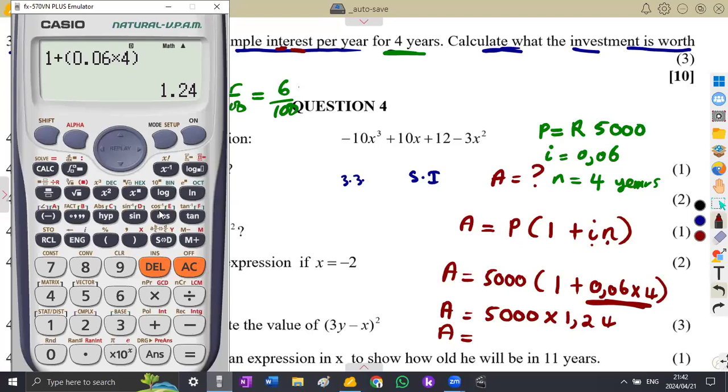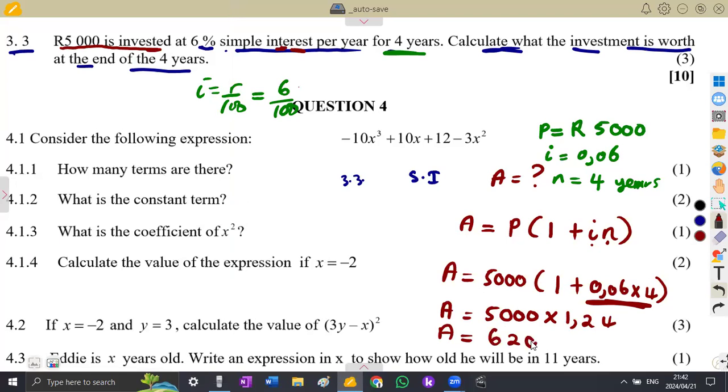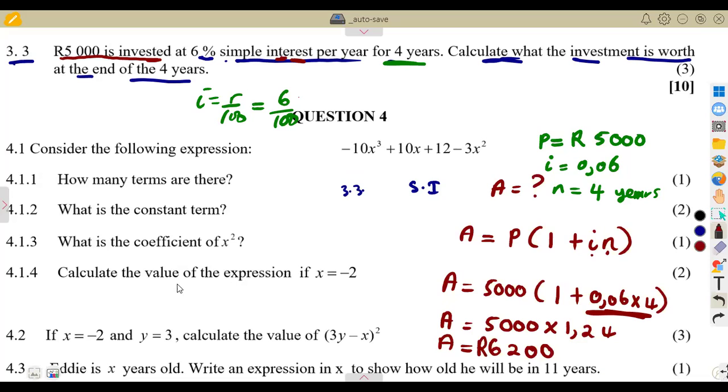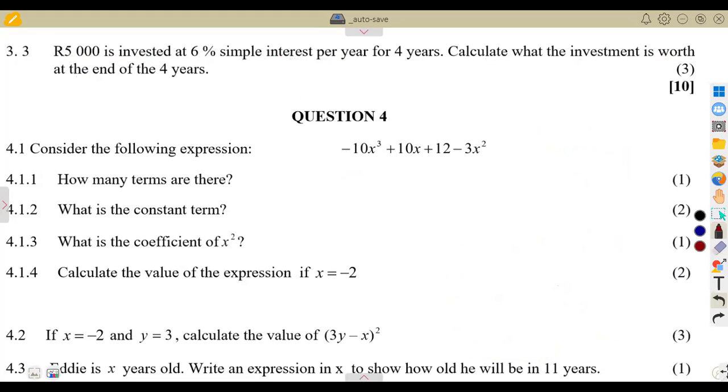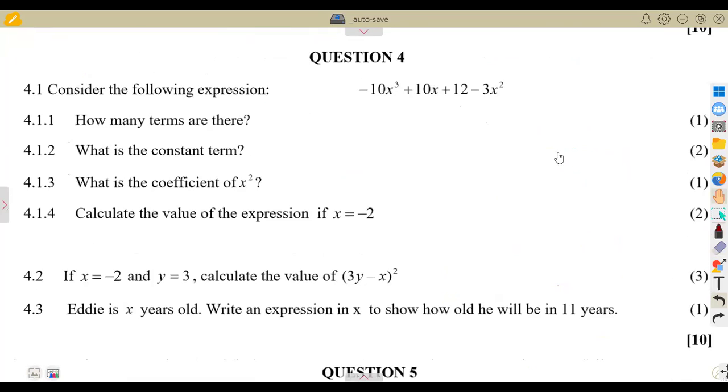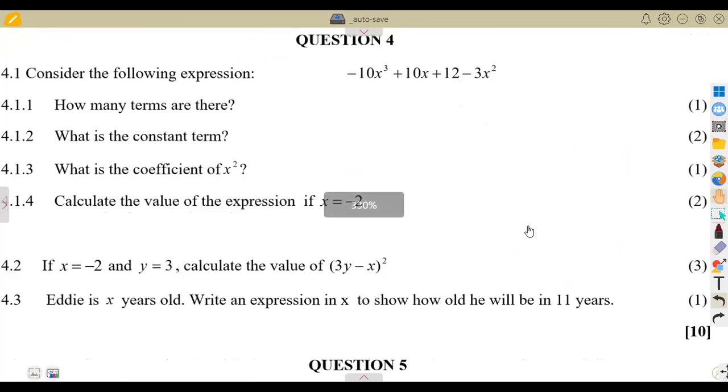If we multiply 1.24 by 5,000, you are going to get 6,200. So this is 6,200. That is the amount accumulated. So that's 6,200 rand, just like that. So if it was compound interest, you must work with what you are given. Consider each part on its own.